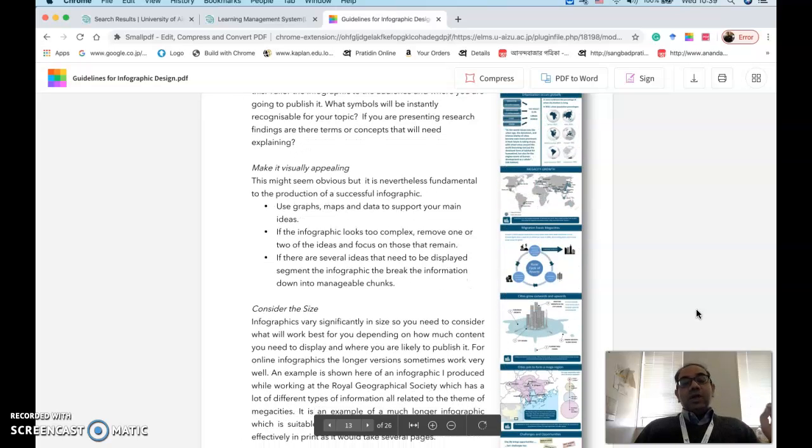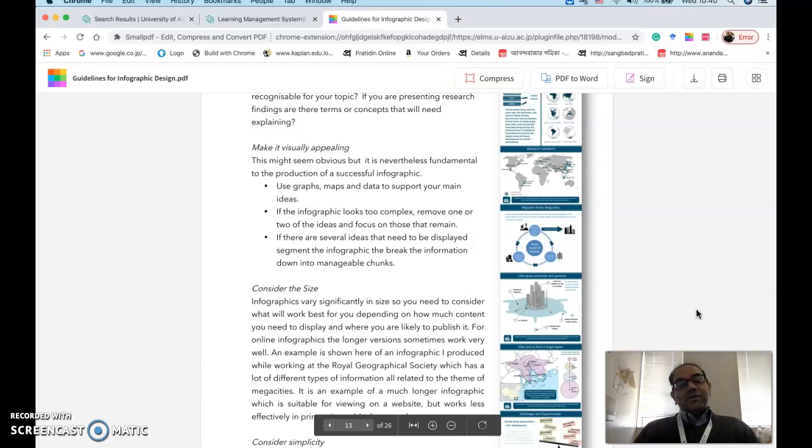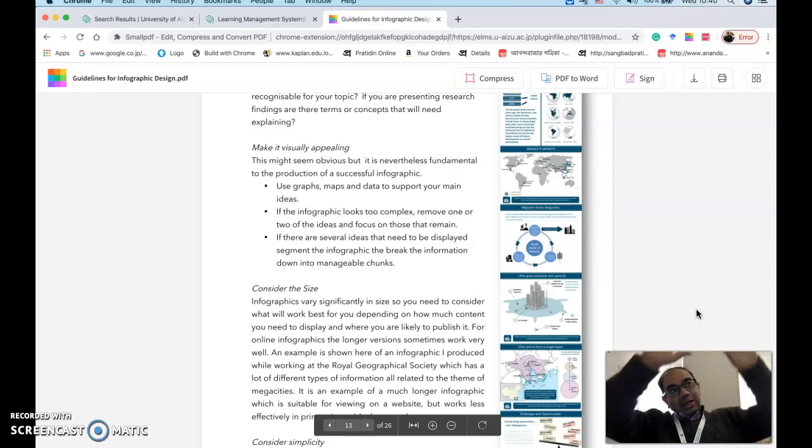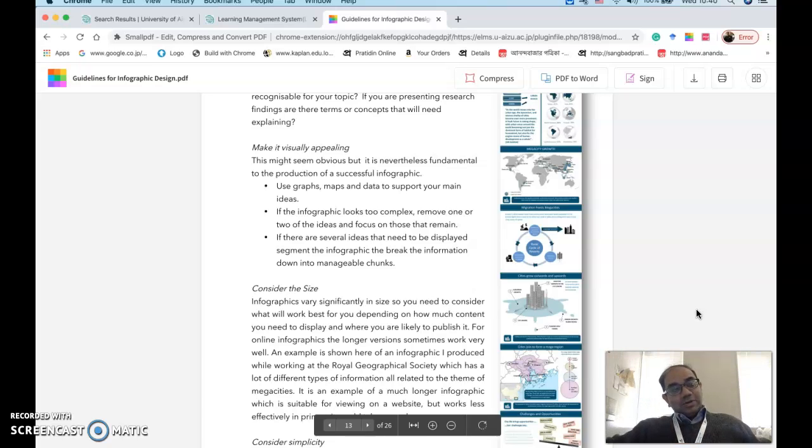Make it visually appealing. If the infographic is not visually appealing, then there's no point. People will not understand it, because like a poster, it has a very strong visual appeal. You're not reading a book, you're not turning the pages in a book. This is like a poster which stands as a poster, but it's data centric. So the main idea is it has to be very visually appealing.